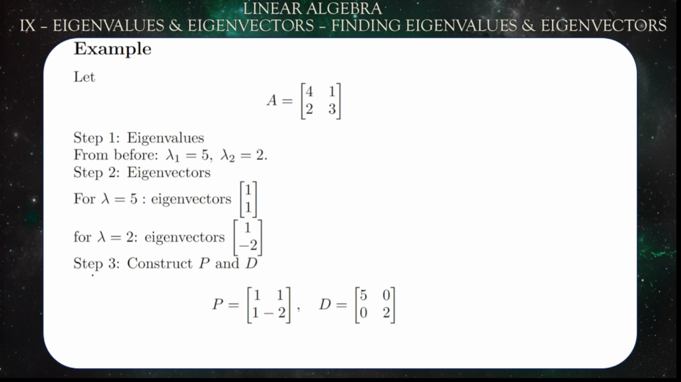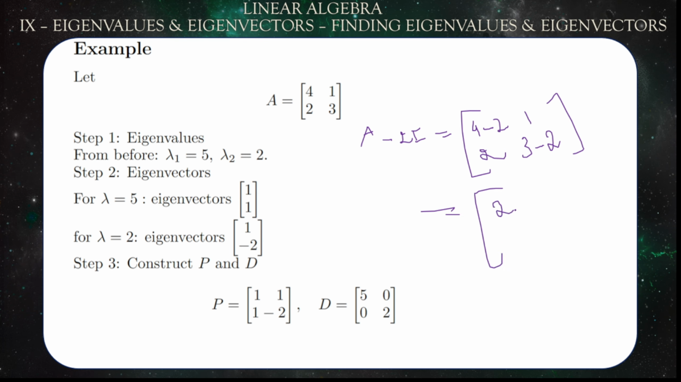Now, for lambda equal to 2, the same concept: A minus 2I gives us [4 minus 2, 1; 2, 3 minus 2], which is 3 minus lambda with lambda equal to 2, so [2, 1; 2, 1].